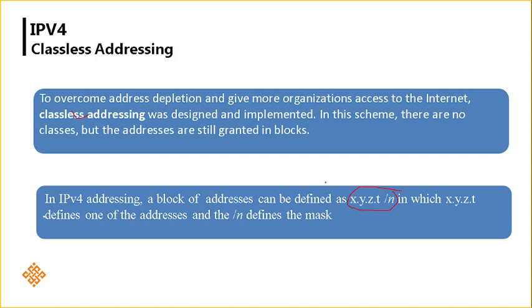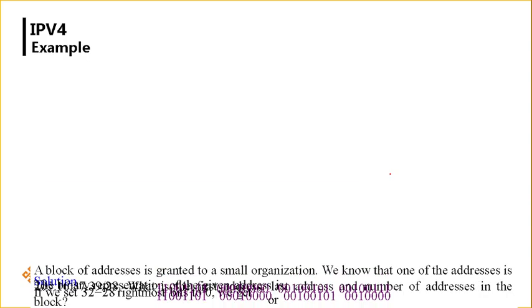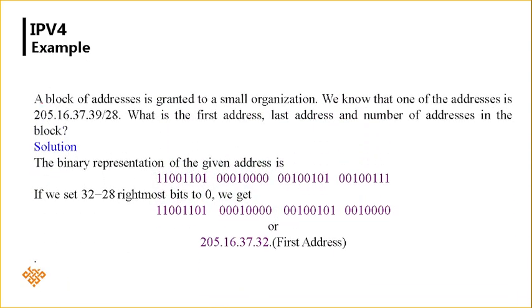So let's see how to calculate the starting address, the ending address, and also the number of addresses from a given block of addresses. Here is an example. A block of addresses is granted to a small organization, and one of the addresses in that group is 205.16.37.39/28. They are asking: what is the first address, what is the last address, and the number of addresses the service provider has provided?